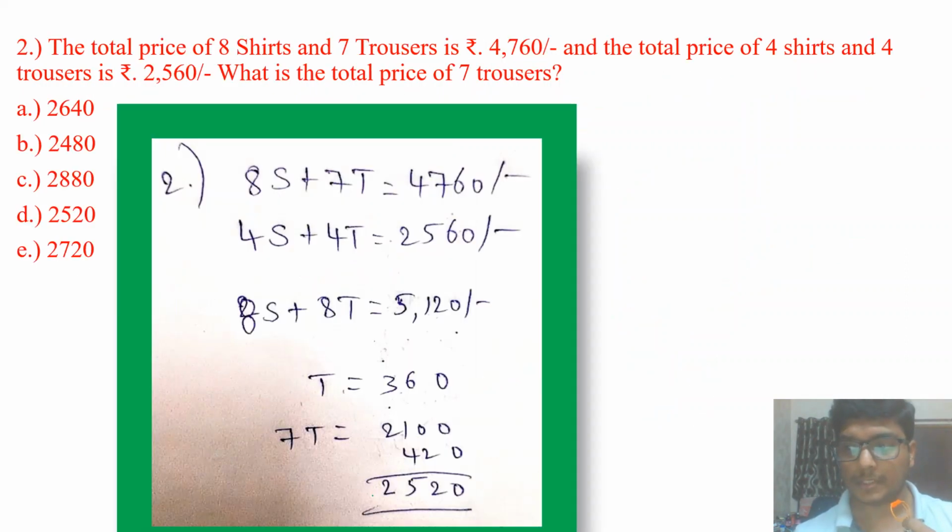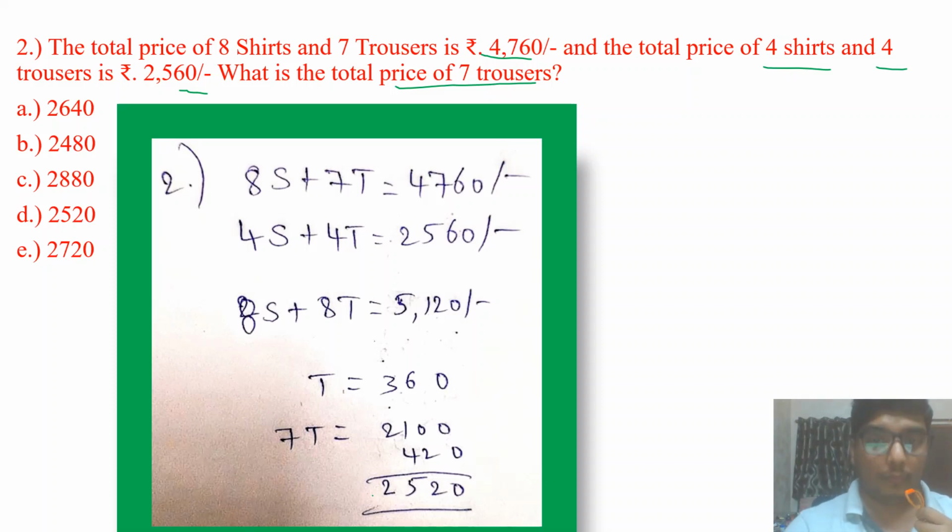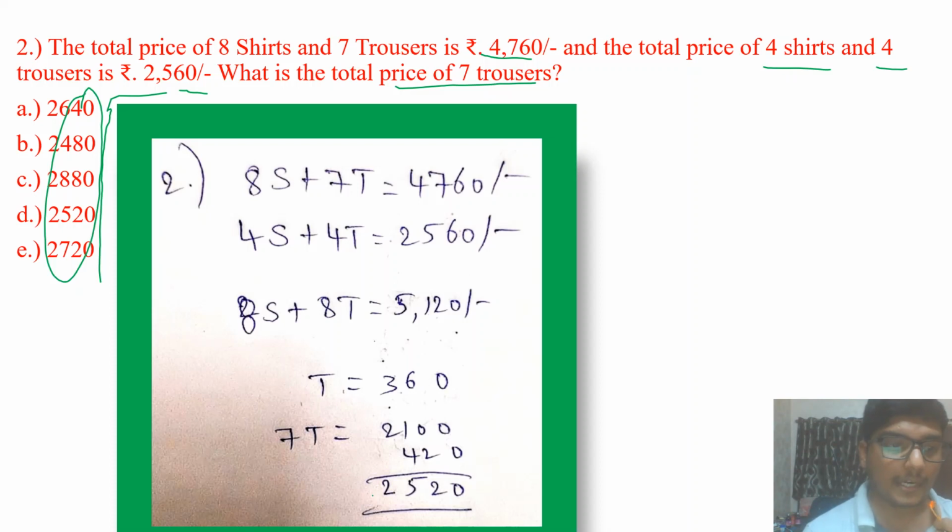Moving to the second question. The total price of 8 shirts and 7 trousers is 4,760, and total price of 4 shirts and 4 trousers is 2,560. What is the total price of 7 trousers? Here we were asked to find out the value of 7 trousers. That means we can verify the 7 multiple among all these options. Whichever is 7 multiple, that is the right answer.